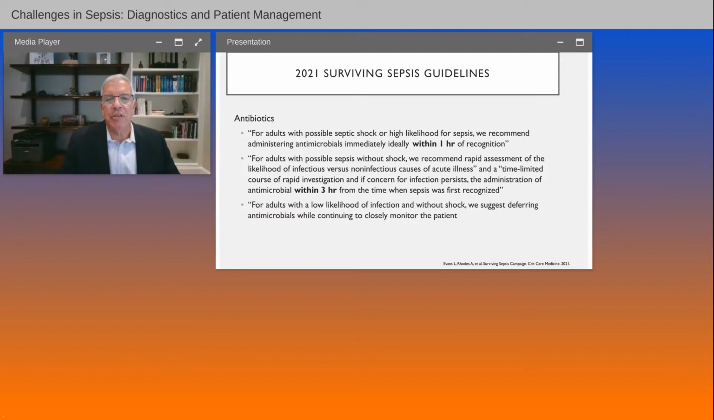For adults with possible sepsis without shock, we recommend rapid assessment of the likelihood of infectious versus non-infectious causes and a time-limited course of rapid investigation, and if the concern for infection persists, the administration of antimicrobials within 3 hours from the time sepsis was first recognized. So without septic shock, the recommendation is to wait up to 3 hours before antibiotics are administered. And finally, for adults with a low likelihood of infection and without shock, we suggest deferring antimicrobials while continuing to closely monitor the patient. So this is a balance between diagnostics, treatment, and really antimicrobial stewardship to not overutilize antibiotics when they're not necessary.